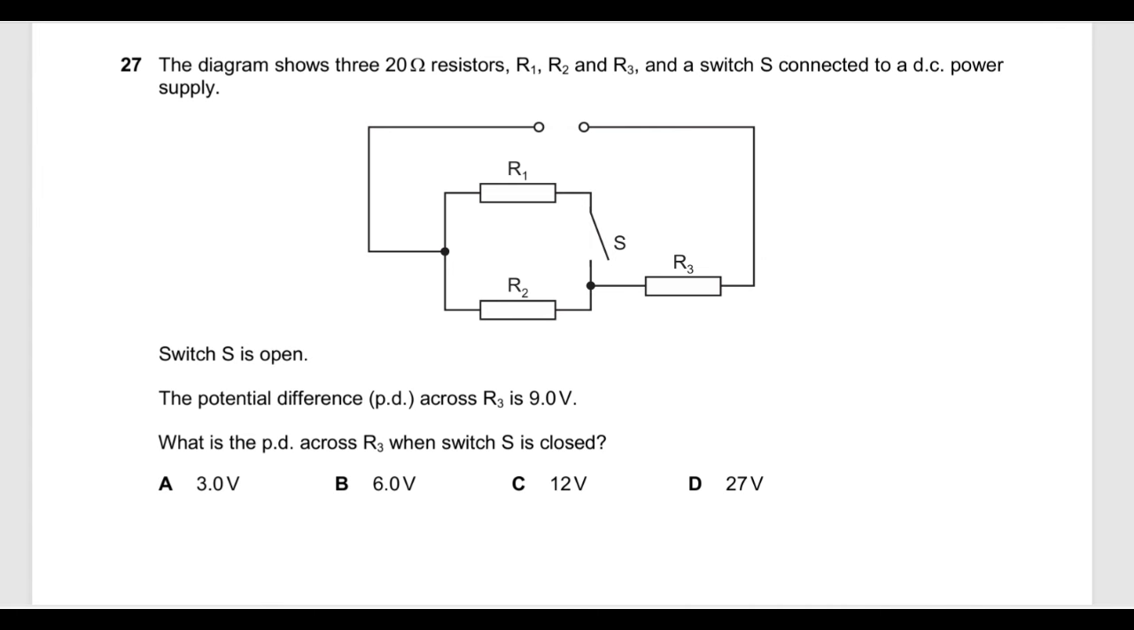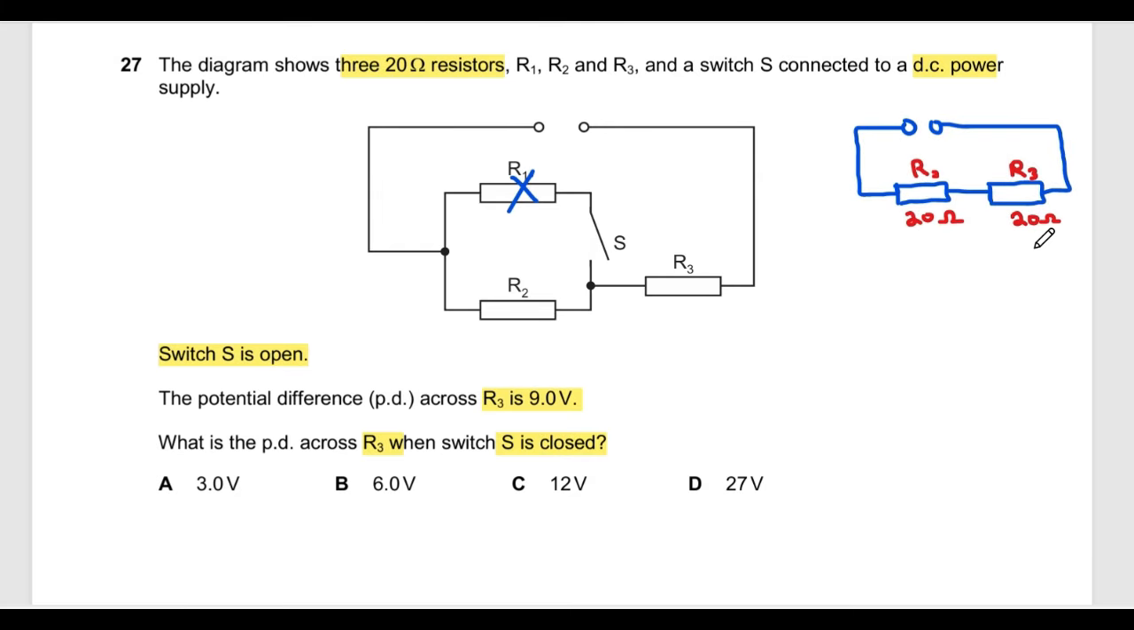Question 27 says the diagram shows three 20 ohm resistors R1, R2 and R3, and switch S is connected to a DC power supply. Switch S is open. The potential difference across R3 is 9 volts. What is the potential difference across R3 when switch is closed? So right now the switch is open, that means R1 is not in the circuit, and the circuit would be like this, having R2 and R3.